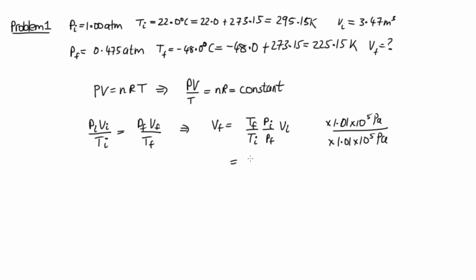Okay, so the final temperature is 225.15, the initial temperature 295.15, the initial pressure was 1, the final pressure was 0.475, and the initial volume was equal to 3.47. Okay, so solving this, I end up with 5.57 meters cubed as the volume of the gas at that height. So even though the temperature dropped, the pressure also dropped, so it has expanded.